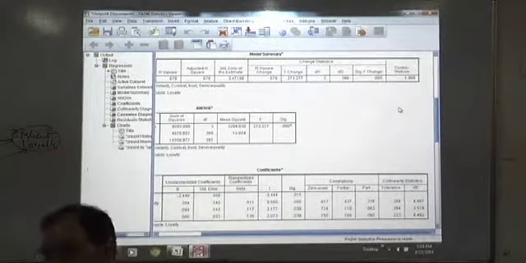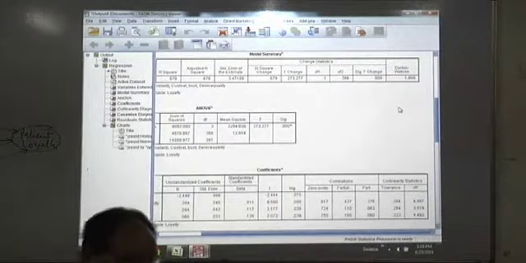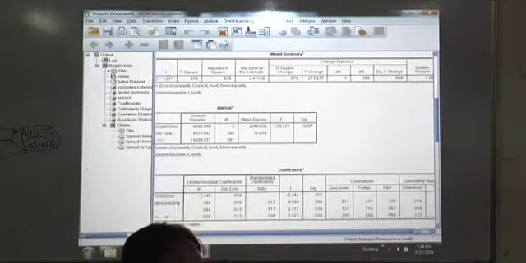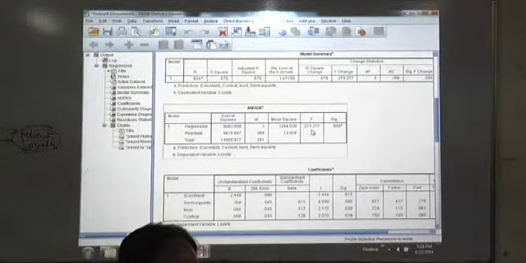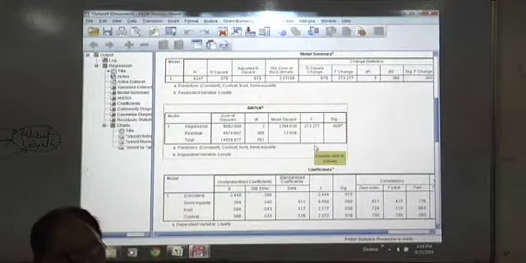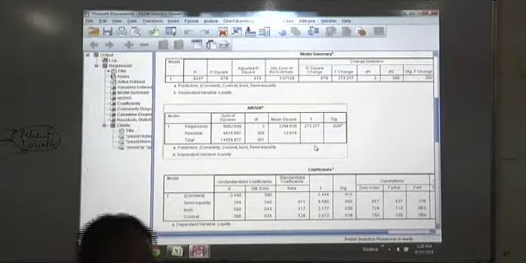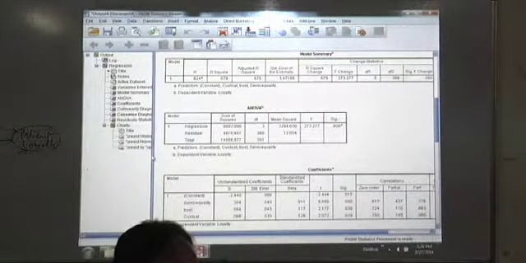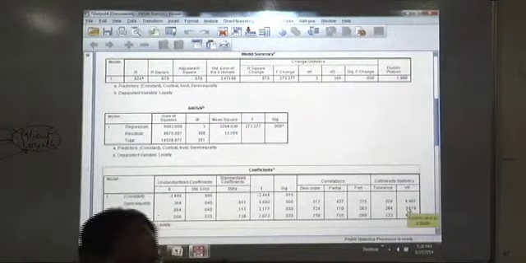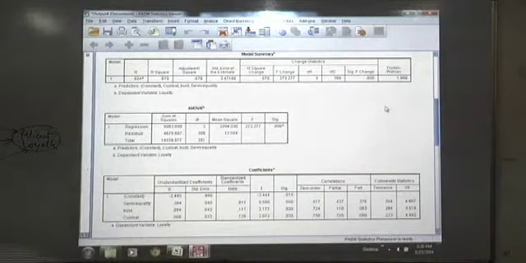1.960, very close to 2. That means autocorrelation is almost 0. It's very, very little. And the ANOVA table indicates 273.277, significant at 0, indicating that this model has a good fit. Okay, that's the overall model. Now let's look at the individual variables, what their relationship is and how much they are contributing.